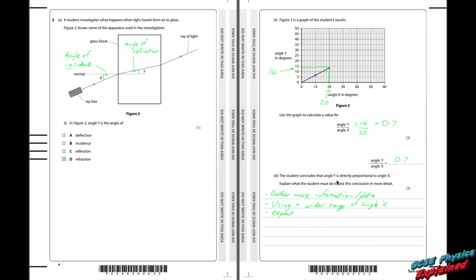The student concludes that angle Y is directly proportional to angle X. Explain what the student must do to test this conclusion in more detail. Right, they've only got a tiny little bit of data for that graph, so they need to gather more information or more data. Now remember, in the experiment, the person is changing angle X and they're trying to find out how that affects angle Y. So we need to use a wider range of angle X. And then once you've got that, repeat it. And take averages, you could say.